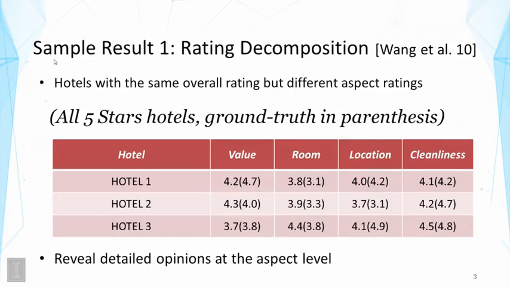So now I'm going to show you some sample results that you can get by using this kind of generative models. First, it's about rating decomposition. So here what you see are the decomposed ratings for 3 hotels that have the same overall rating. If you just look at the overall rating, you can't really tell much difference between these hotels. But by decomposing these ratings into aspect ratings, we can see some hotels have higher ratings for some dimensions like value, but others might score better in other dimensions like location. And so this can reveal detailed opinions at the aspect level.